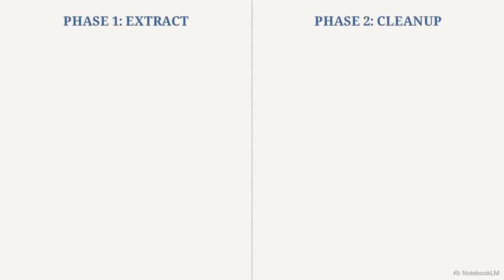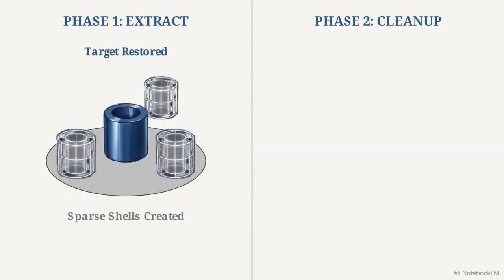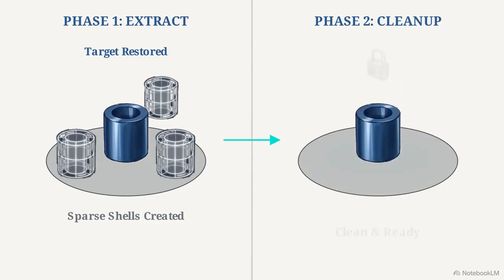A selective restore is a two-phase process. First, the space-saving extraction of your target data, followed by the manual removal of the hollow shells to ensure the integrity of the cluster.